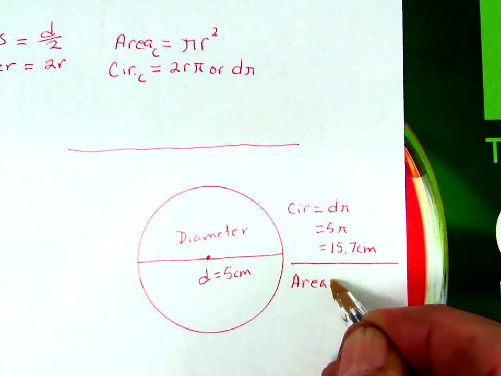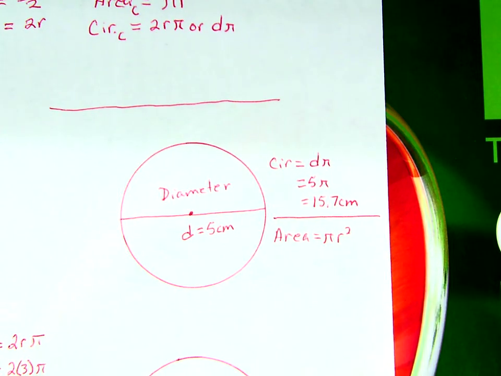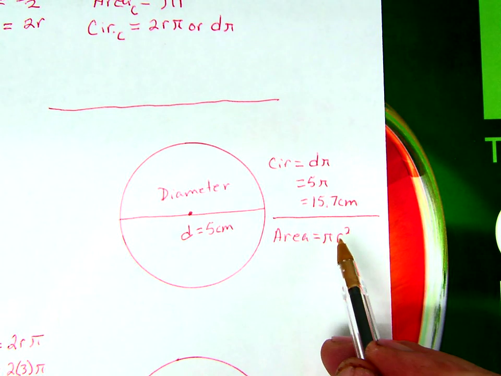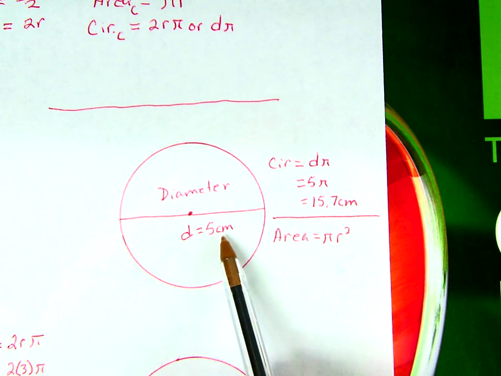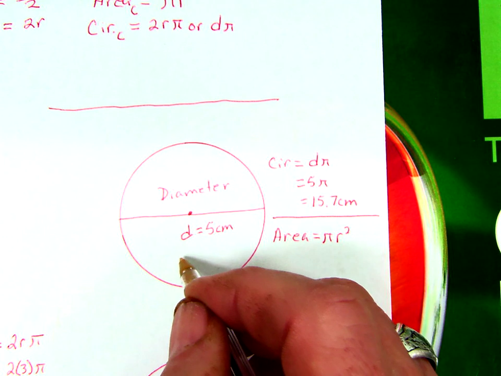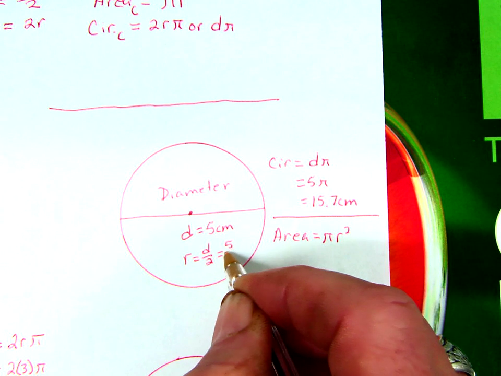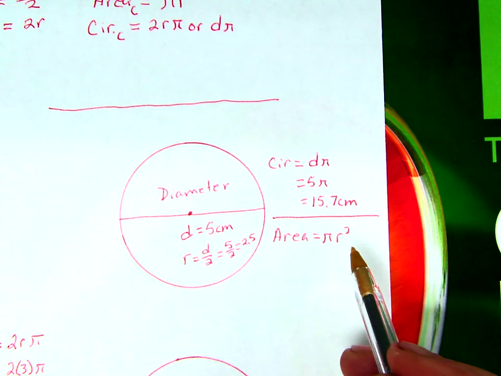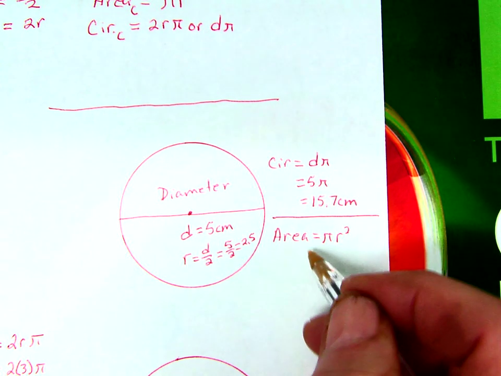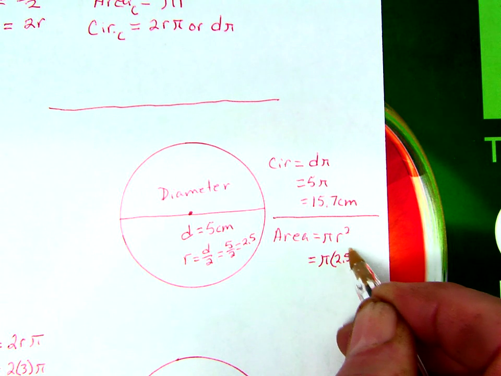Now area. Area equals pi r squared. But we don't have an r. We have a d. So we're going to have to work with the diameter to get a radius. Radius equals the diameter divided by 2. So 5 divided by 2 equals 2.5. So our radius is 2.5. Replace the r with 2.5, so pi times 2.5 squared.